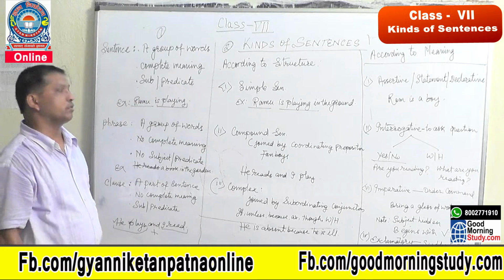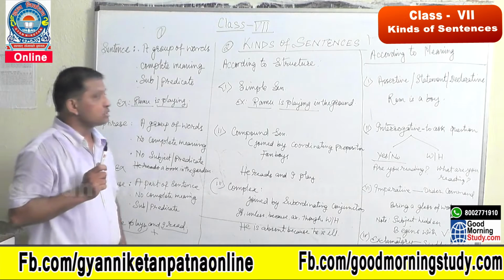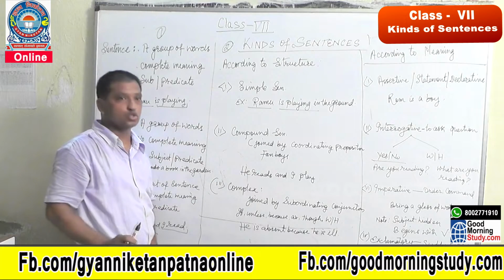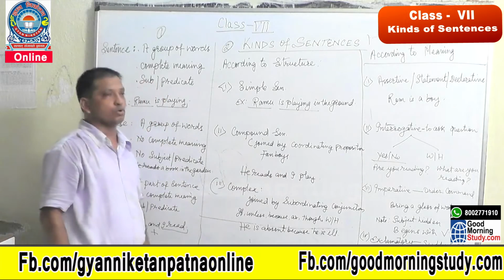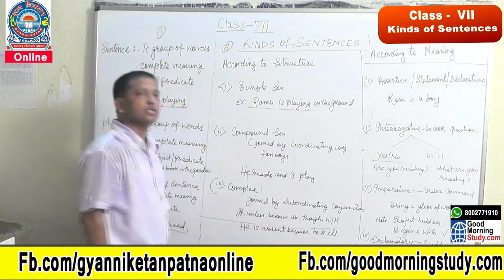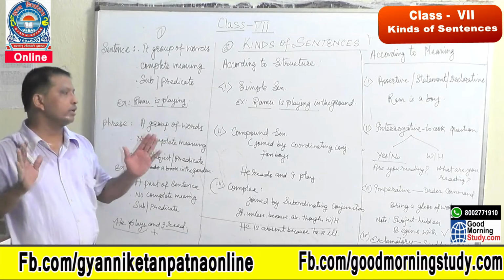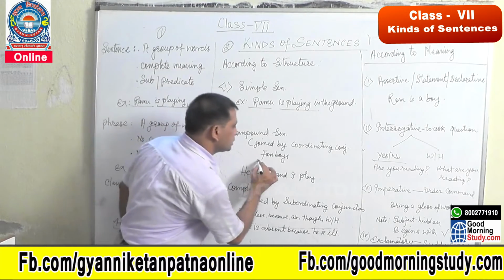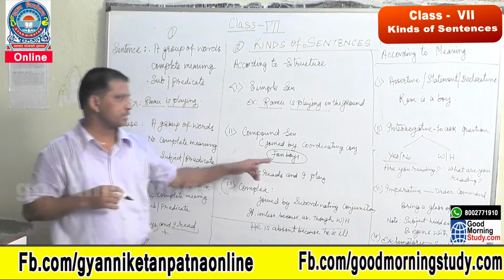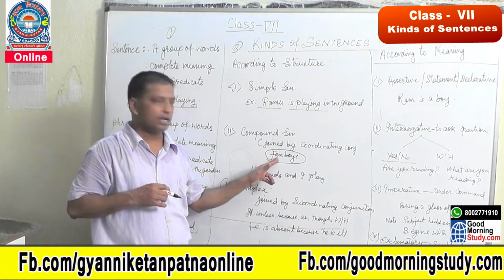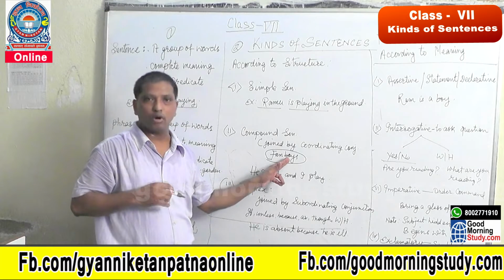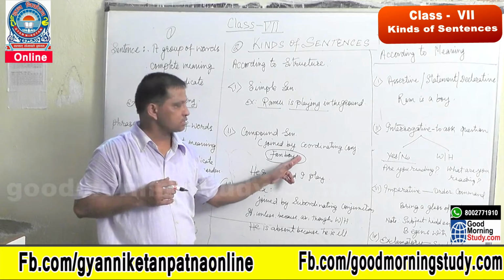Then what is the compound sentence? A compound sentence is where two or more than two clauses are joined by coordinating conjunctions. So the question is, what are the coordinating conjunctions? We will not go in detail, but we will take a tip, that is FANBOYS. That abbreviation: F stands for for, A for and, N for nor, B for but, O for or, Y for yet, and S for so.